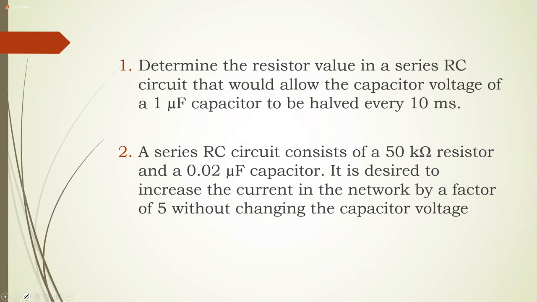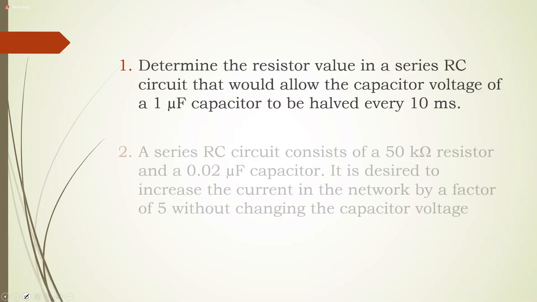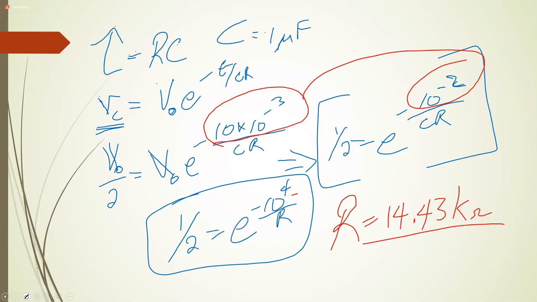We want to increase the current. If we increase the current, the resistance would have to decrease. Before we get there, listen carefully to what I'm saying. If the capacitor voltage is to remain the same, what is it that must be the same in both cases at all times? VR and VC.